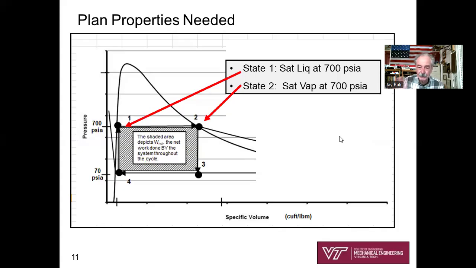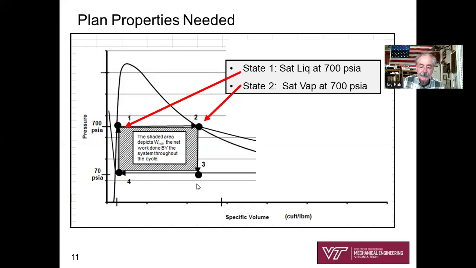Let's keep planning what we need to do in MATLAB. State 1 is saturated liquid at 700 psi. If we're going to the back of the book, we'll use the pressure table and look up V sub F and also U sub F for the first law. Okay, state 2, saturated vapor. Again, we're just going to look up V sub G and U sub G.